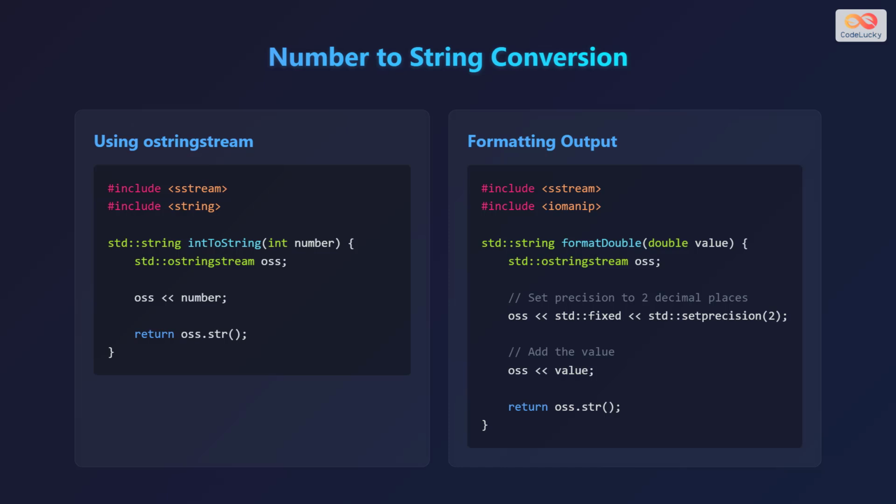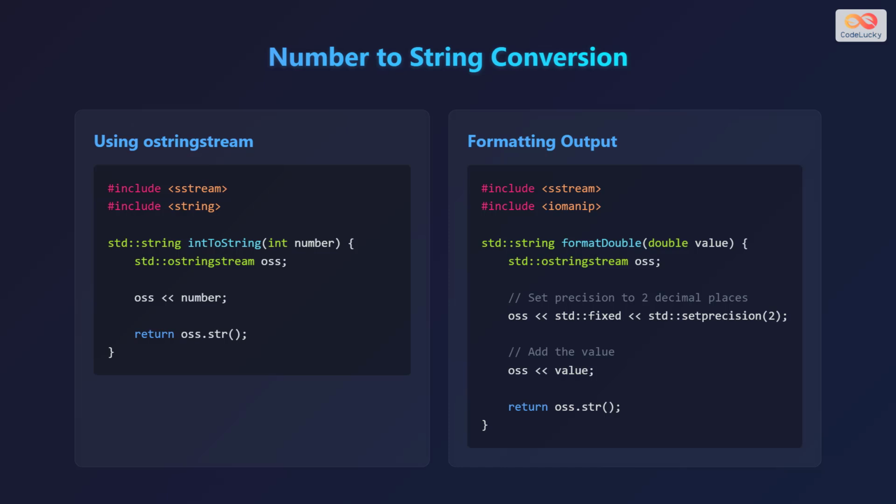Another common use of string streams is to convert numbers to strings. The ostringstream is particularly useful for this. The function intToString takes an integer as input. Inside the function, we create an ostringstream object oss. We then use the insertion operator to write the integer to the ostringstream. Finally, we return the string representation of the number by calling the str method on the ostringstream object.